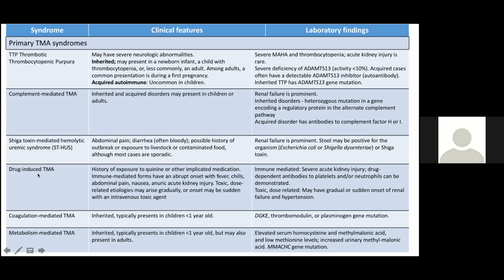Then drug-induced thrombotic microangiopathy. Drug-induced one can be immune-mediated or direct toxic. There will be a history of exposure to quinine. Quinine is a very important drug which can cause thrombotic microangiopathy, or other implicated medication. Immune-mediated forms have an abrupt onset with fever and chills, abdominal pain, nausea, anuric kidney injury. So drug-induced immune ones have a very explosive, rapid onset. Toxic dose-related thrombotic microangiopathies are very slow to start.